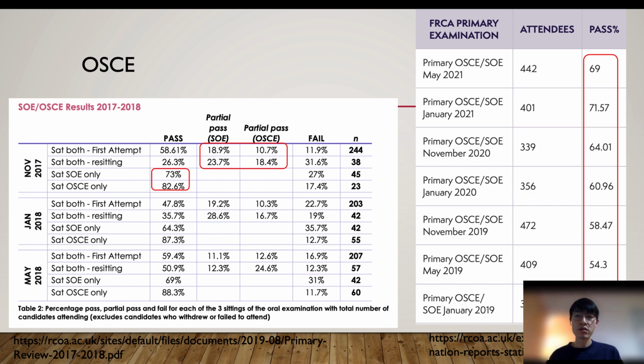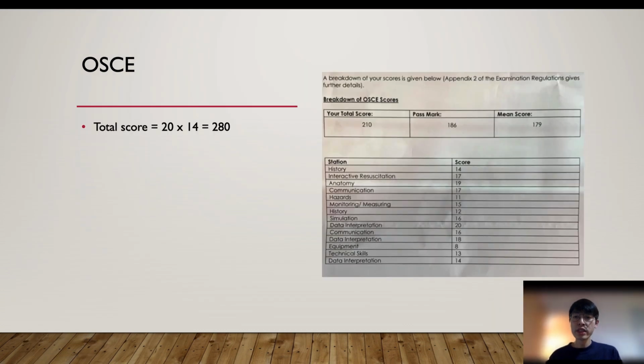The OSCE passing rate varies between 50% and 70%, and about 10 to 20% of candidates pass only one of the components. Those candidates taking SOE or OSCE on their second attempt usually have a higher passing rate. You will receive a breakdown score result of each station after the exam.